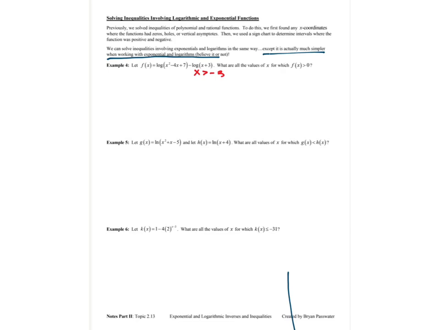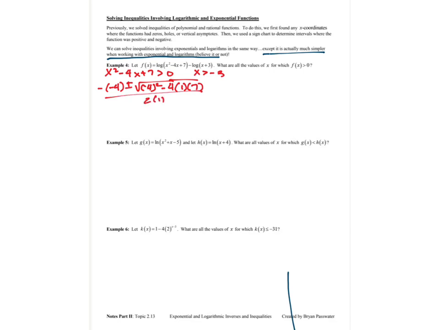Can you see that? So we must consider that x squared minus 4x plus 7 has got to be greater than 0. We're going to have to factor it to find those x values. Can't factor this one. There are no factors of 7 that make 4. So we use the quadratic formula. x is equal to negative b plus or minus the square root of b squared minus 4ac, all over 2a.